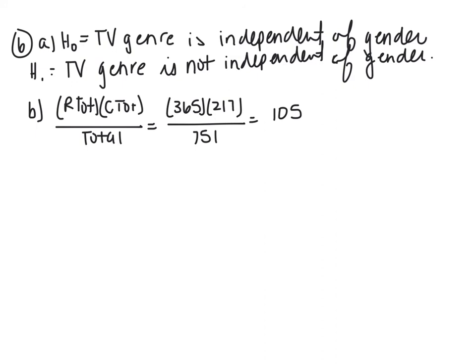You would expect that 105 females would say that comedy is their favorite. Part C, you use your calculator and you create a matrix, in this case a 2x4 matrix in your calculator, and do your chi-squared test. You end up with your chi-squared value to be 12.6.